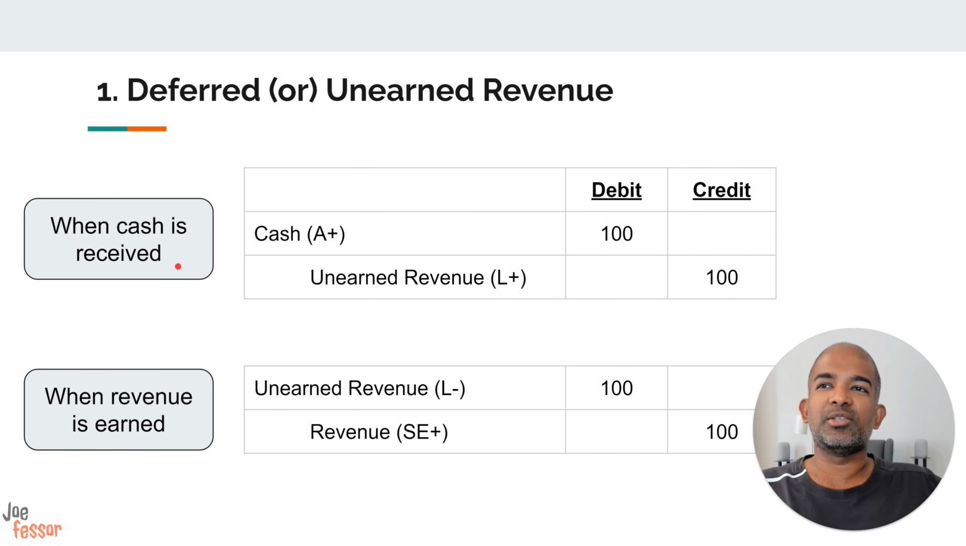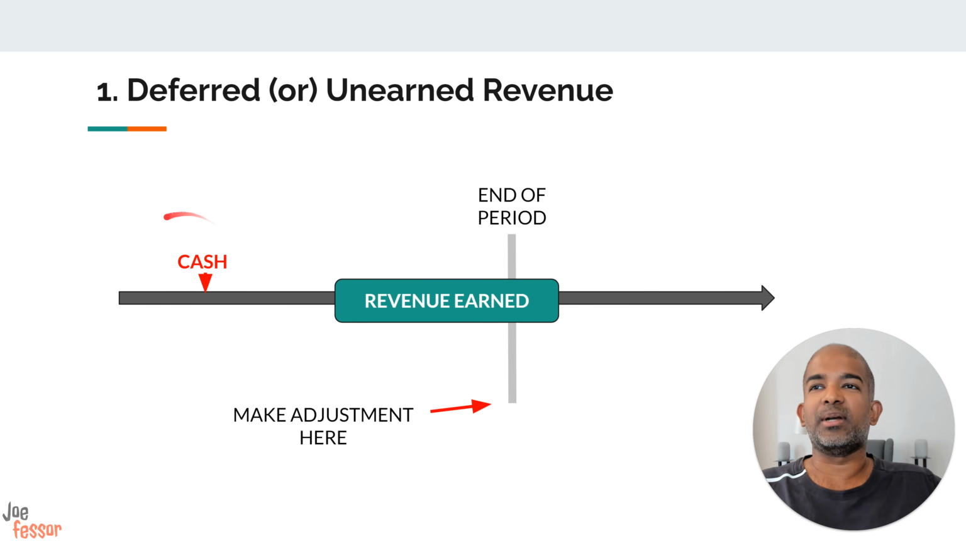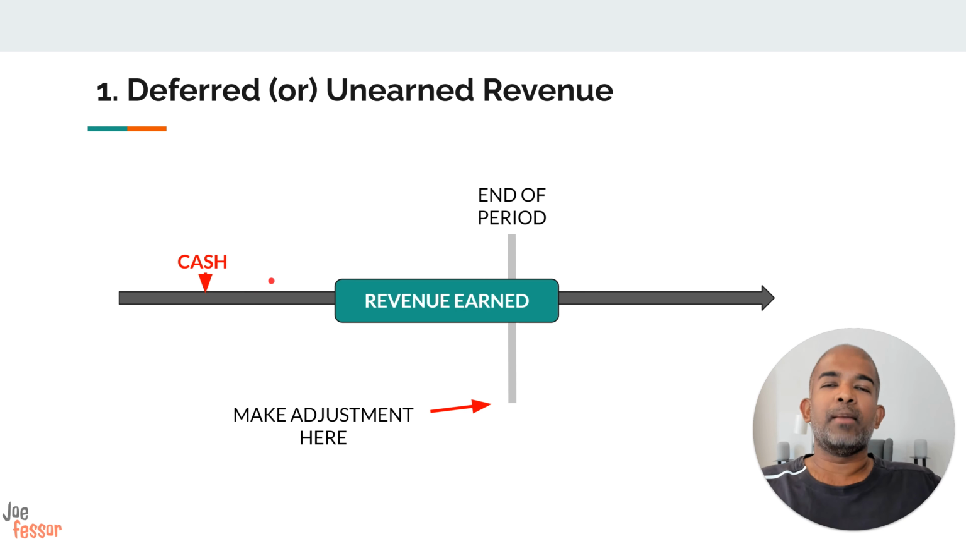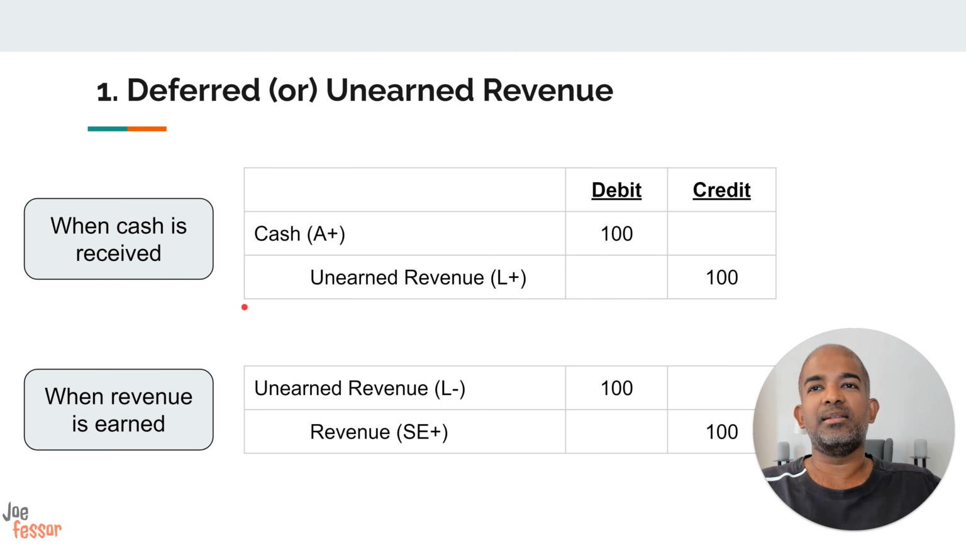First, when cash is received, when you collect your cash, you would want to debit your cash account. Let's just stick to a standard amount of, let's say, $100. So cash would be debited by $100, because revenue hasn't been earned yet at this point when cash is being collected. You would credit your unearned revenue account by that $100.